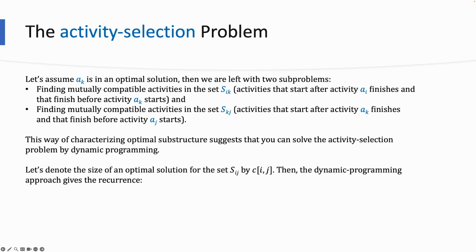All right, so now let's actually approach this problem with a dynamic programming mindset first. We're going to try to break down this big problem into smaller, manageable subproblems. Let's assume that activity AK is part of an optimal solution. In this case, we're faced with 2 subproblems. So for a second, I want to pause here.